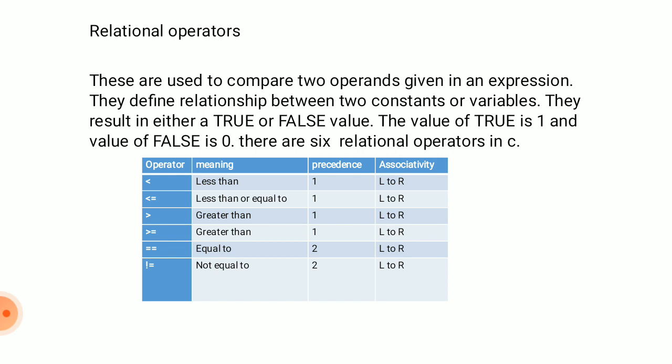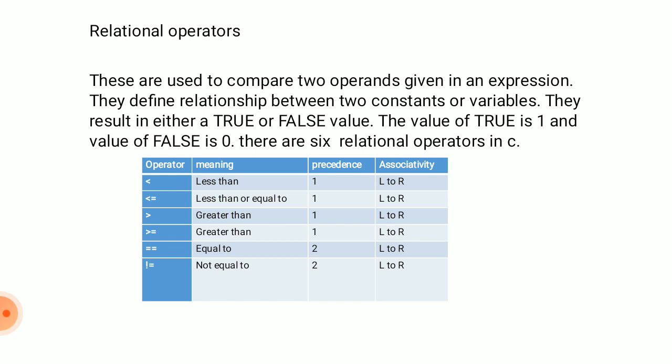There are 6 types of relational operators in C. I have listed them in a table: the first column is the operator, the second column the meaning, and the third column precedence and associativity. The operator less than has precedence 1, associativity L2R, that is, left to right. Then the second operator is less than or equal to, third greater than, fourth greater than or equal to, fifth equal to.